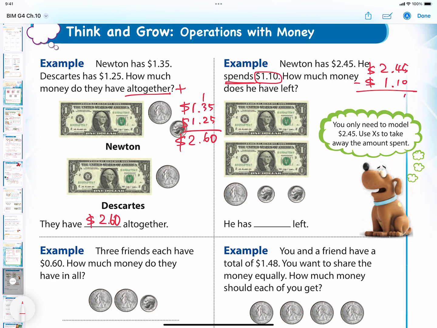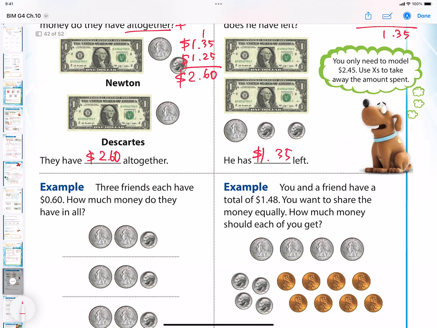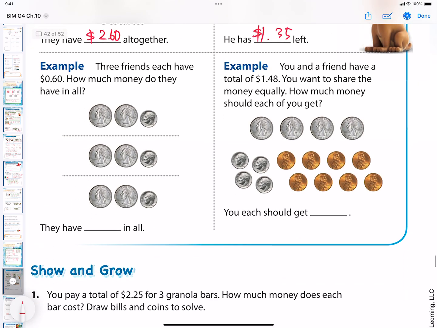5 take away 0 is 5. 4 take away 1 is 3. And 1. So the answer is $1.35. Whoops, $1.35. Okay. All right. Here, what Newton is thinking. You only need to model $2.45, and use the x's to take away. Okay, forget it.